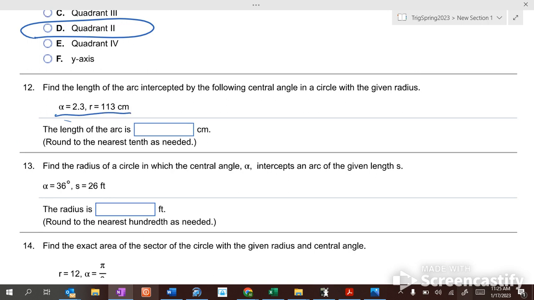Now, is this in radians or degrees? Radians. So you have to use the radian formula. You just take arc length S equals the angle times the radius. So you just multiply them together. Somebody take 2.3 times 113. 259.9. So it's 259.9 centimeters.